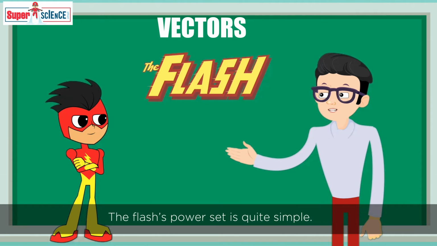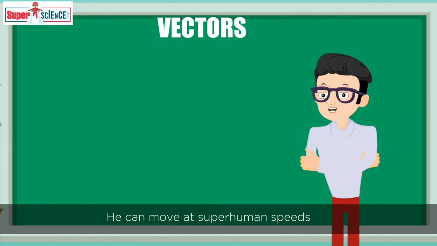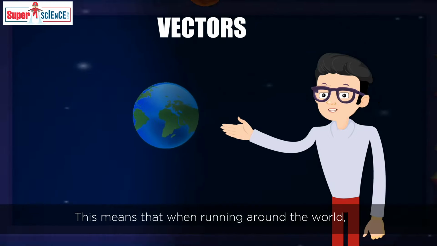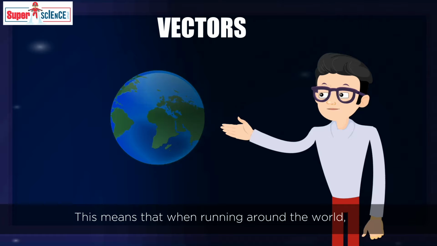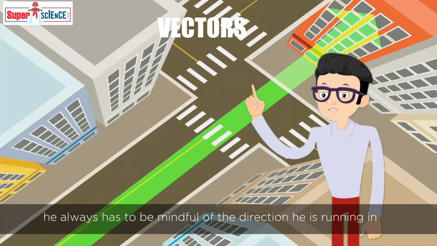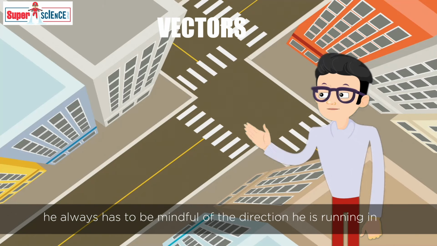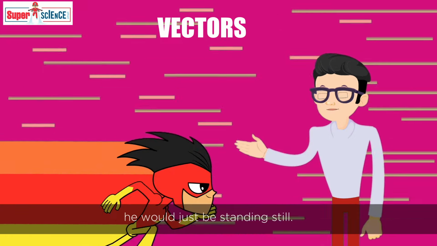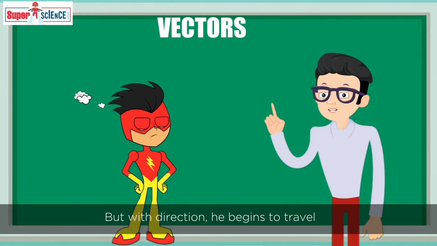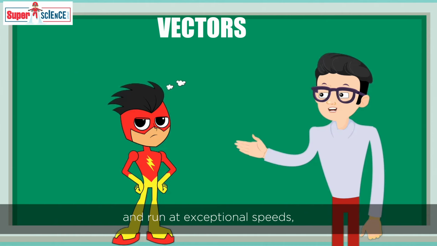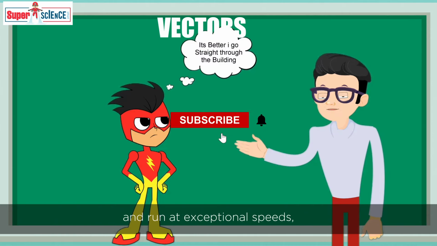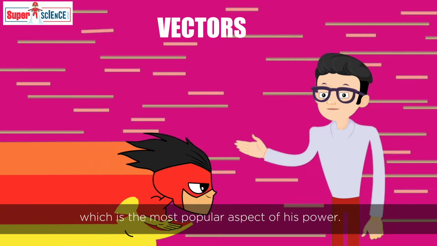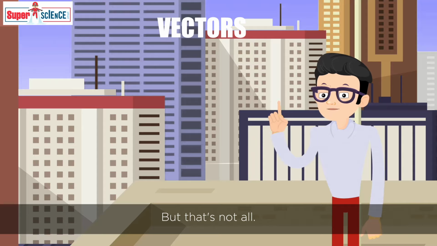The Flash's power set is quite simple. He can move at superhuman speeds, even faster than the speed of light. This means that when running around the world, he always has to be mindful of the direction he is running in. If there were no direction to his speed, he would just be standing still. But with direction, he begins to travel and run at exceptional speeds, which is the most popular aspect of his power. But that's not all.